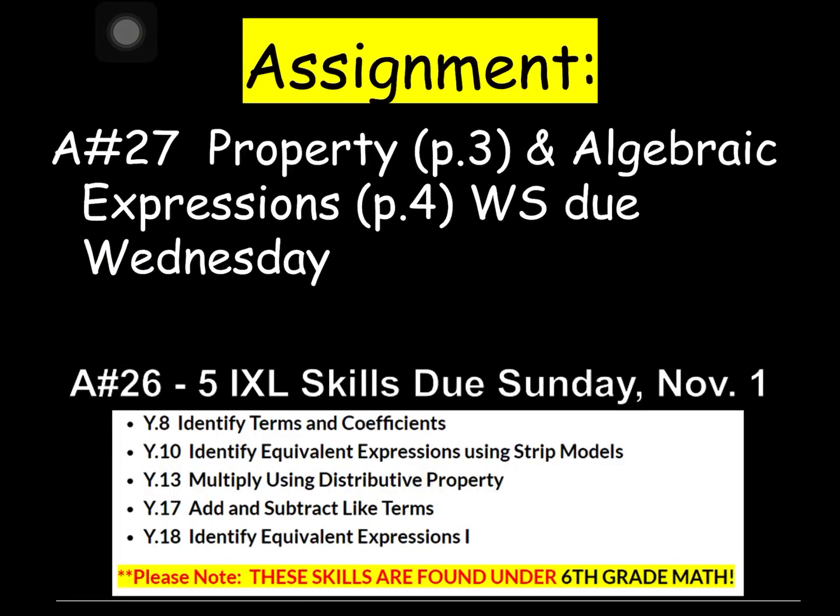Okay, so your homework is actually the next page in your packet. It is page 3, which is the properties. I think there's like 12 of them. And then page 4, which is writing algebraic expressions in word form and in algebraic expression form. And then there are your 5 IXL lessons. And once again, those IXL lessons are found under 6th grade math. They are very similar, if not the same, as the ones we did before break, but we felt like this would be a good review of Unit 3 as we head into Unit 4, because you're going to need to use these as we start solving equations next week.